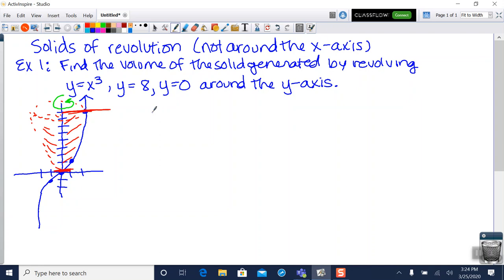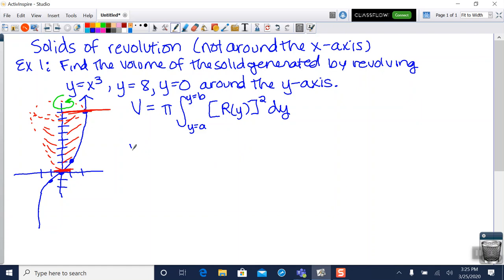So you saw in the video from Khan Academy, I hope, that when you're going around the y-axis, the equation for volume is pi, your integral from a to b, but this time our y's are our a's and b's. So y equals a to b, and our radius function squared dy. Okay, so whenever we're rotating around the y-axis, everything in our integral is going to be y's.